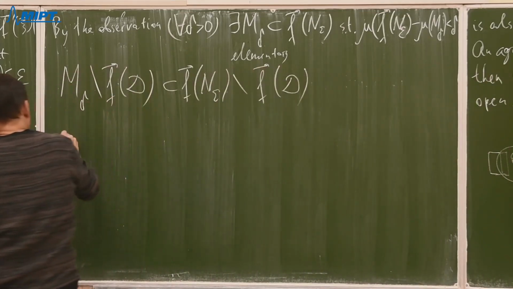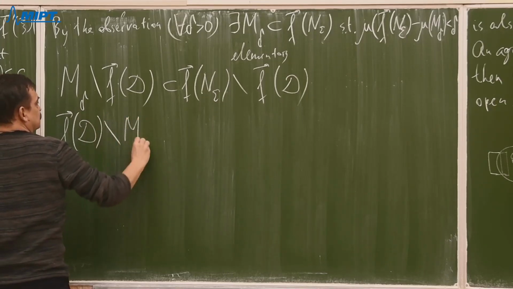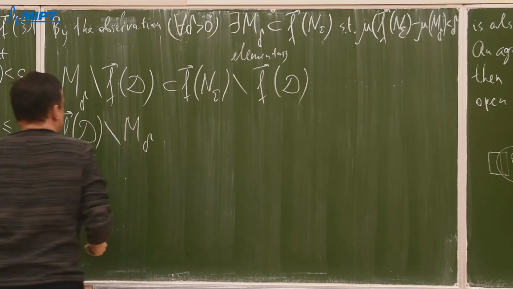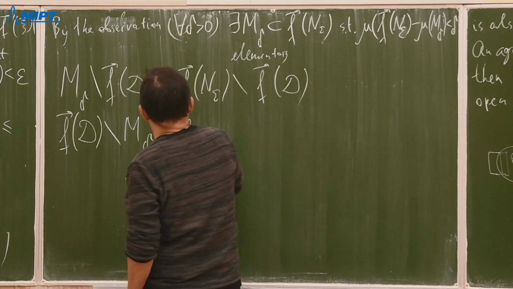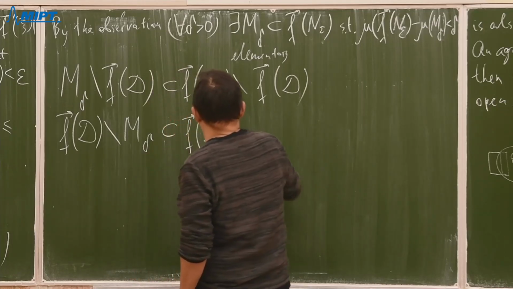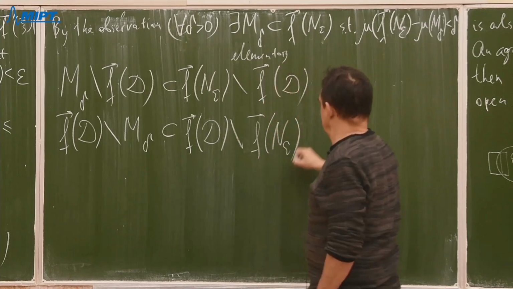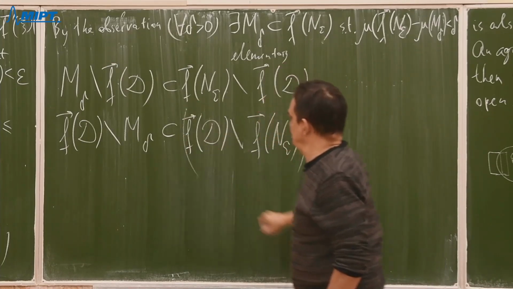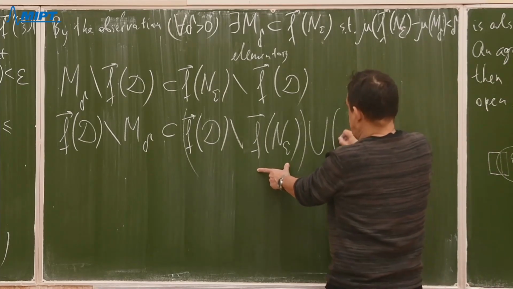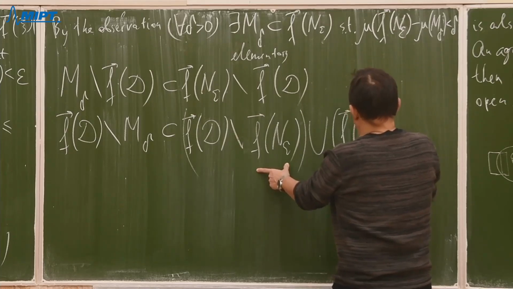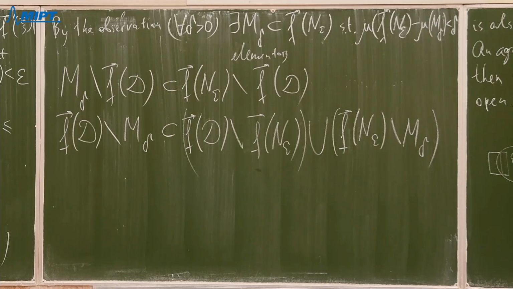And then the opposite difference. That is a part. Okay, I want that difference. That difference, of course, is not true, so I should add something. What should I add? I should add a part of this, which is not in M delta.